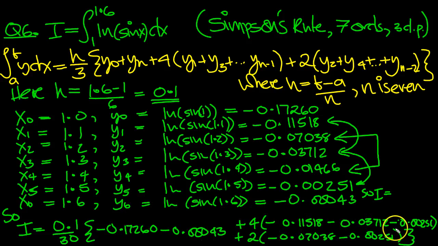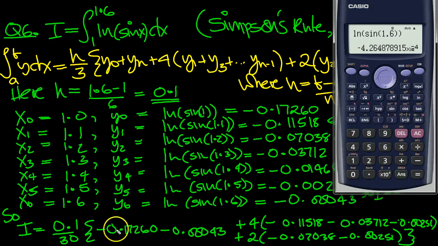Since the answer is just going to be negative, I can just forget about all the minuses and just add the positives, because this number will be negative, this number will be negative. So I'm going to drop all the minuses and put a minus here and just work it out on the calculator. So it's 0.1 over 3, not 30.